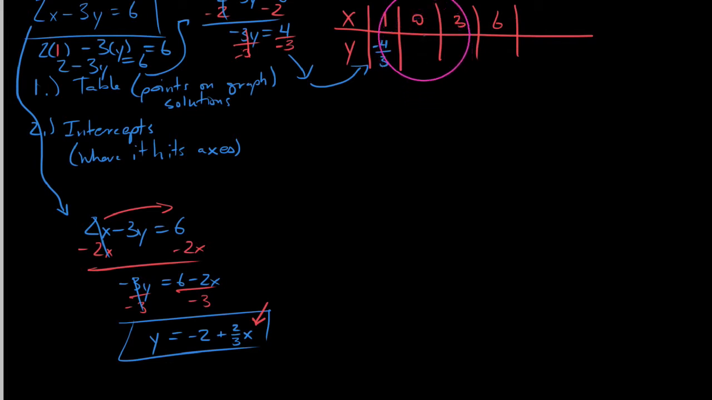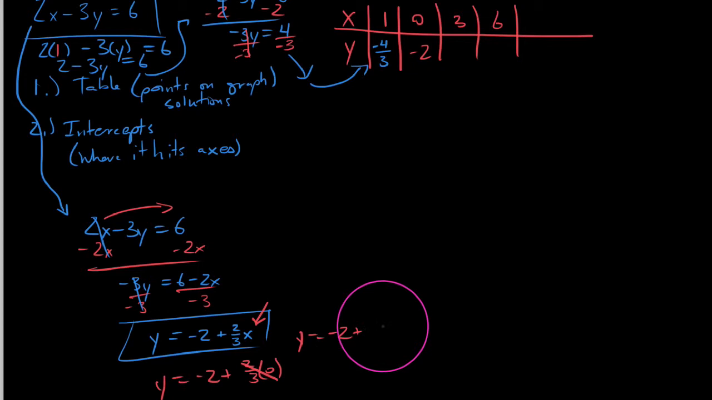And so, for instance, if we plug in 0 now, we would get y equals negative 2 plus 2/3 times 0, which you'll see is completely going to cause that to drop out. We get y is negative 2. So we have 0, negative 2. If we plug in 3, we would have y equals negative 2 plus 2/3 times 3, and our 3's cancel out, so we have negative 2 plus 2, so we get our y value is 0.